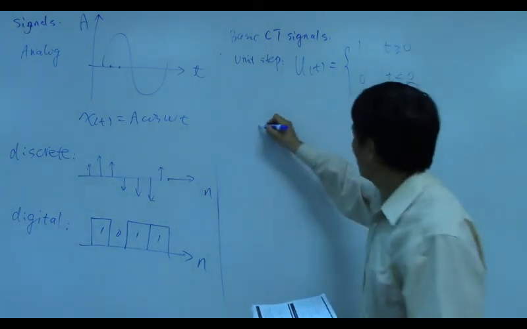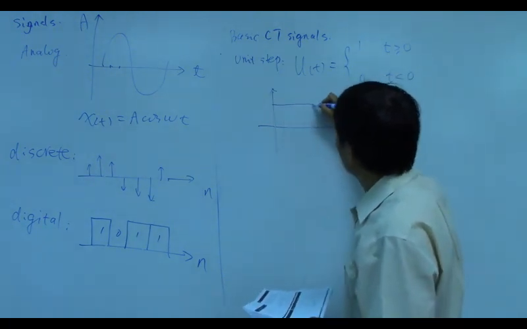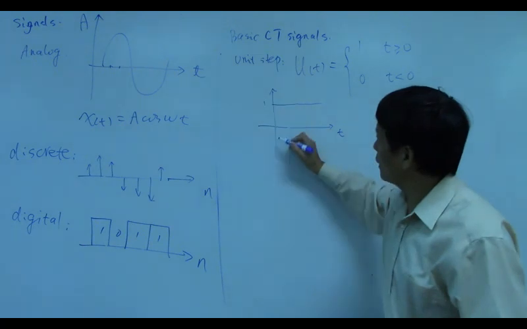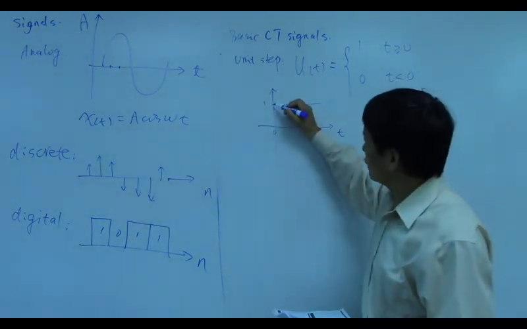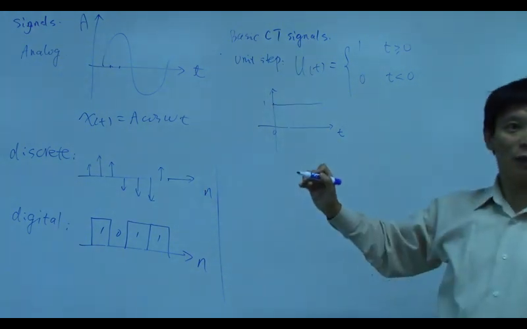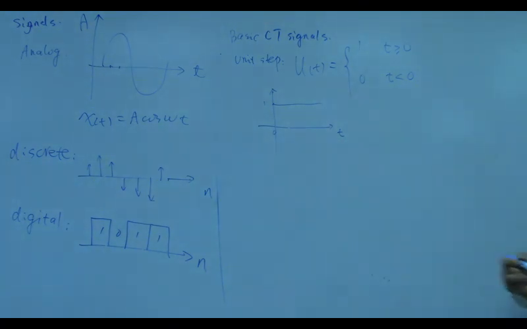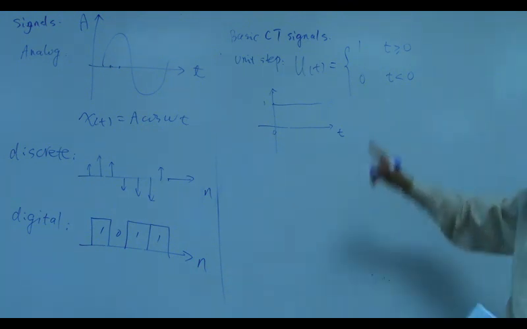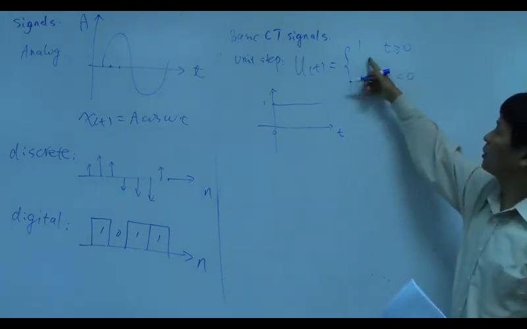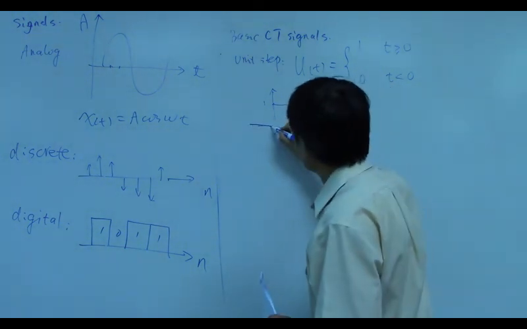Okay, let me plot this first. So that is t. This is amplitude. It looks like this. So this one equals 1. This one equals 0. Our definition is that when t equals 0, it equals 1. Some definitions give you half when t equals 0. They have a special consideration, but it's not important to us in this class. So we just use this one. When t is greater than or equal to 0, it equals 1. When t is less than 0, it equals 0. So that's the unit step.